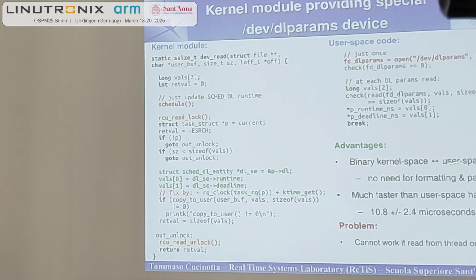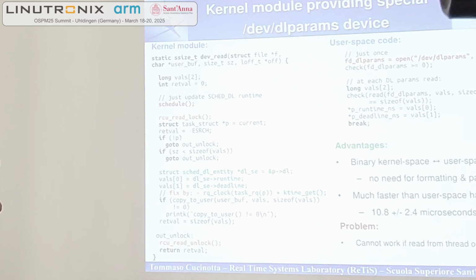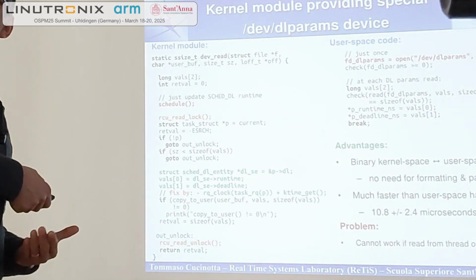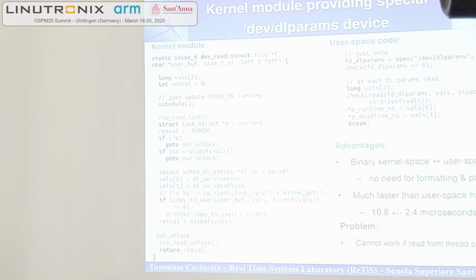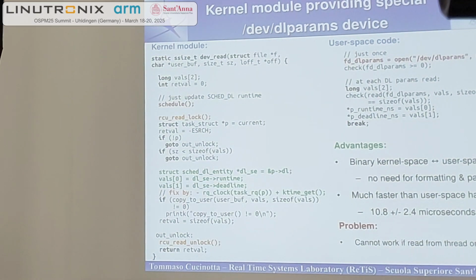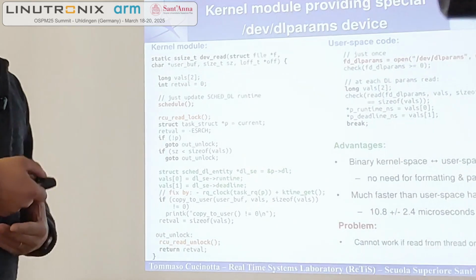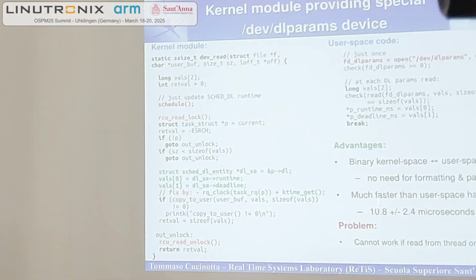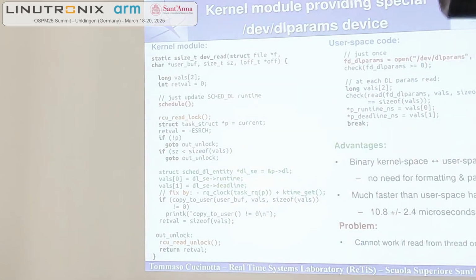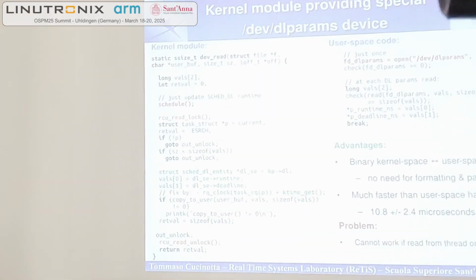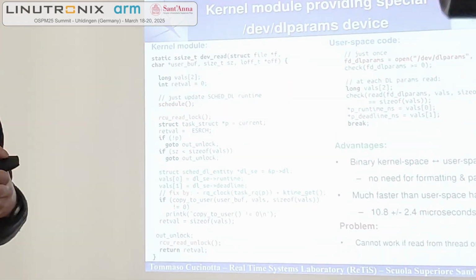It's good that it uses a binary kernel space user space interface, so there's no wasteful formatting in decimal notation of the numbers from the kernel, and no wasteful parsing of the numbers from user space. Also, the sched plot has additional overheads, because I have to go through the whole process before my parameters. And I can see it's much faster: still on the Raspberry Pi, it was 10 microseconds versus 250 microseconds. However, there's a problem: it only works from the same thread that is getting the deadline. If the thread is making this call, it works.